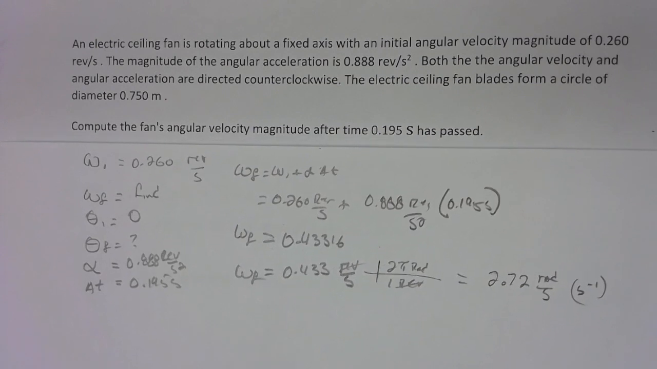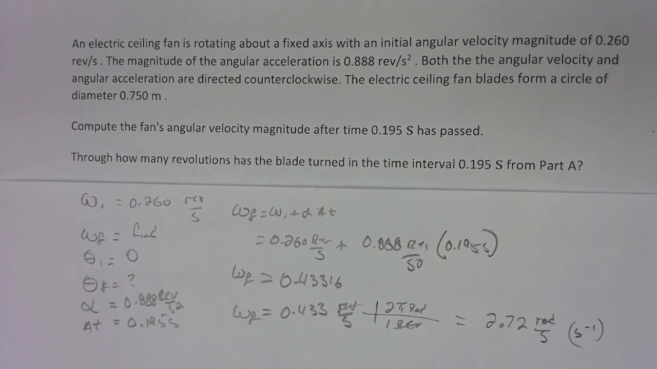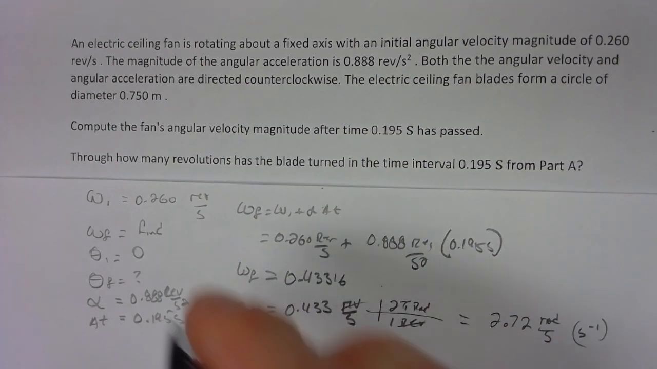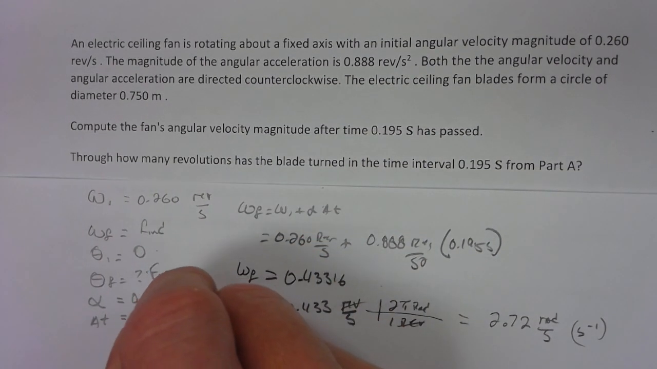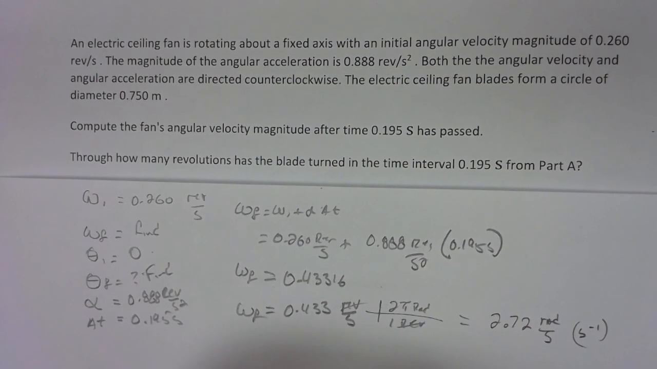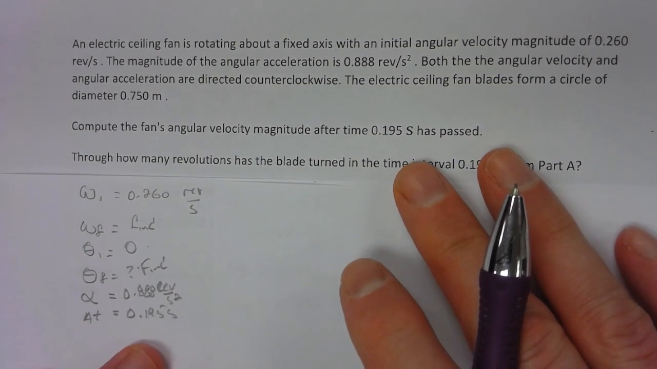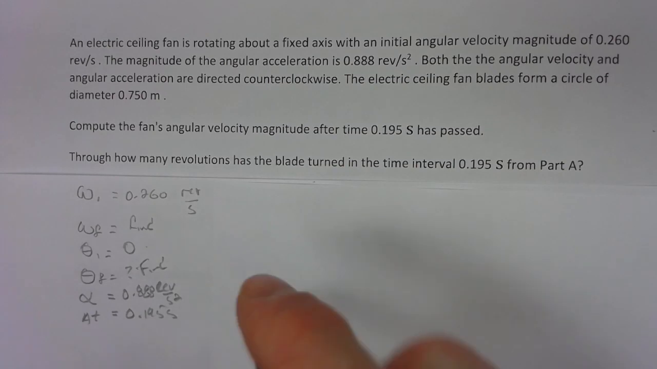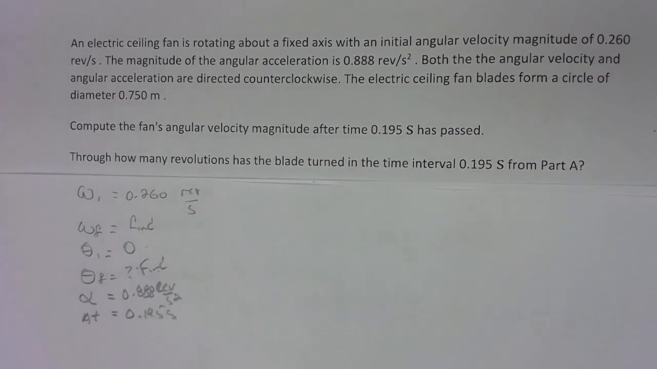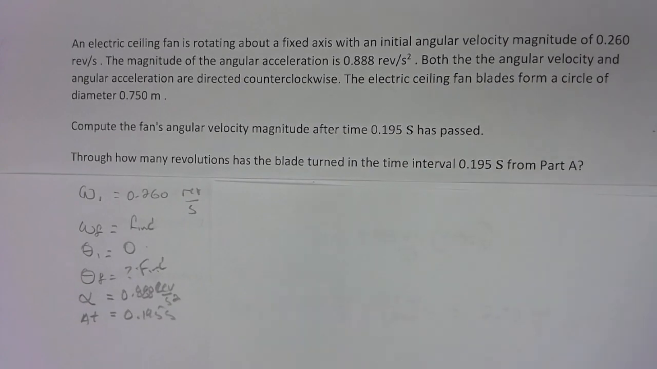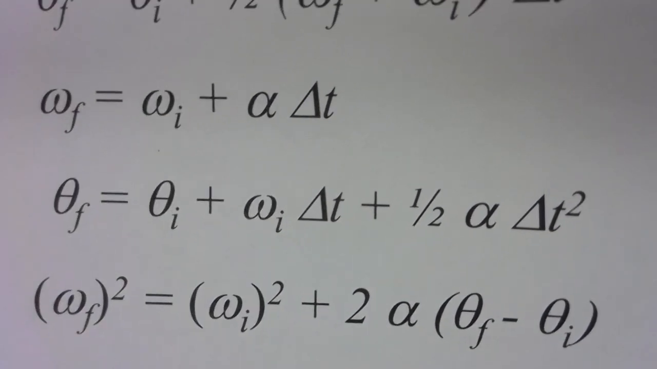Let's do the next one. How many revolutions has the blade turned through? So we want to find this, and I'm going to use a different equation. Through the magic of paper, I'm just going to cover that up. Now we want to find theta and we don't have omega final, so you look back at your equation sheet. Where's the one with no omega final? That's right there.